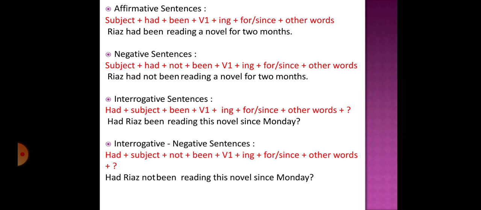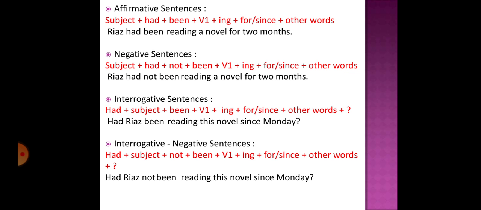Moving on to the sentence structure. Affirmative sentence: subject plus had plus been plus verb in the first form plus ing, for, since plus other words. So here we use had, been and the present participle with all the subjects. So, Riaz had been reading a novel for 2 months. Riaz is the subject, had been reading, read with ing added, so it becomes reading a novel for 2 months.